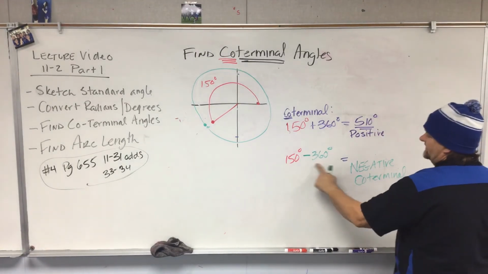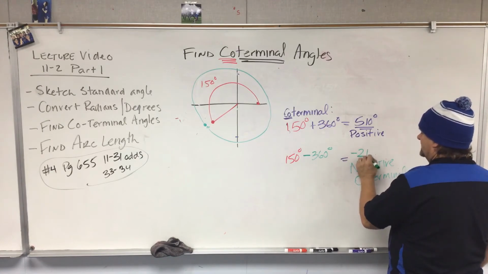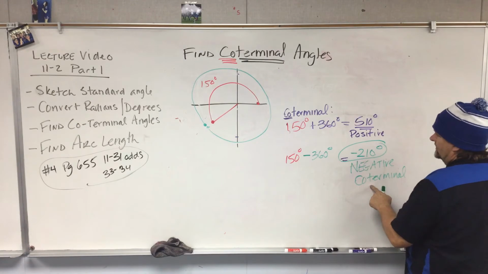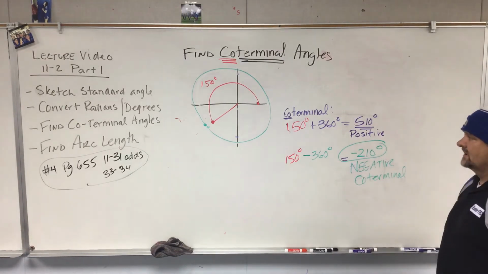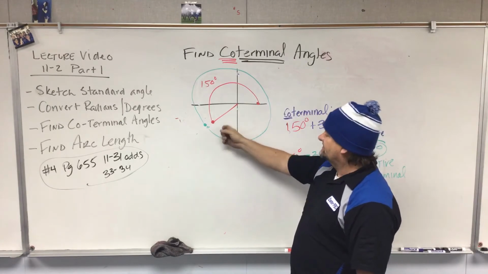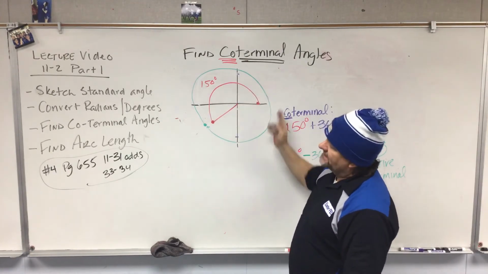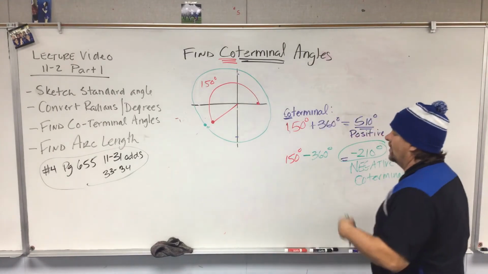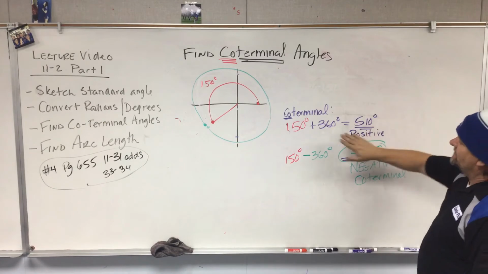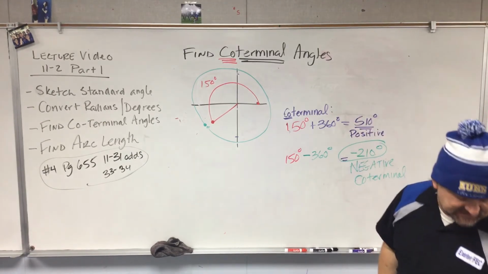So if I subtract those two, I get negative 210 degrees. So now I have a negative value coterminal and a positive value coterminal. So to get coterminal angles, you either subtract 360 to get negative ones, and you add 360 to get positive ones. And you can add over and over and over again. We can add another 360 to this, and then we can add another 360 to this. So those coterminal angles just land in the same exact spots.